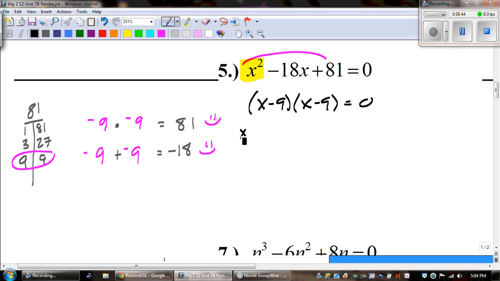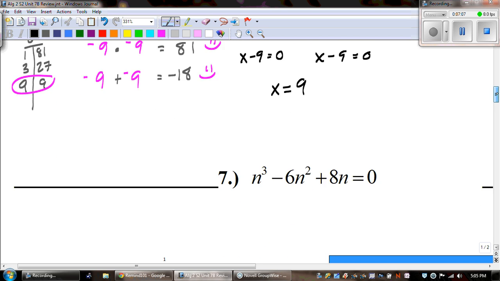Everything with an x we set equal to 0, so x minus 9 equals 0, x minus 9 equals 0, and it's the same thing, so we're going to get the same answer. What does x equal? Yeah, you should get that x equals 9. Now, hopefully you're not just waiting for me to tell you the answer, that you guys are doing this on your own.